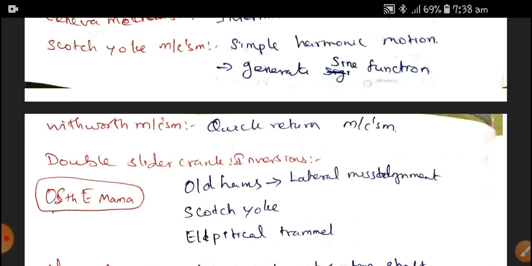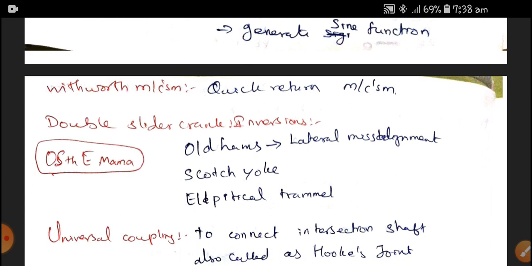Next one, another kind of mechanism, the double slider crank mechanism. In the double slider crank mechanism, we have three inversions. One is Oldham's coupling, next one is Scotch yoke mechanism, next one is the elliptical trammel.